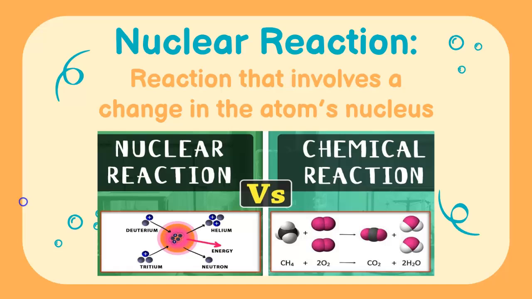A nuclear reaction is a reaction that involves a change in the atom's nucleus. So we're familiar with chemical reactions, which is where atoms come together in different combinations in order to form a new compound. In a nuclear reaction, the actual atom itself is going to change. So something in the nucleus is changing in order for it to be nuclear.